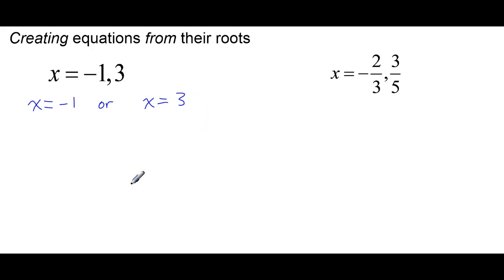One of the equations ended up with an answer of -1, and one of the equations ended up with an answer of 3. And that probably happened because this equation said x plus 1 equals 0, and this equation said x minus 3 equals 0. That's probably how I got there.